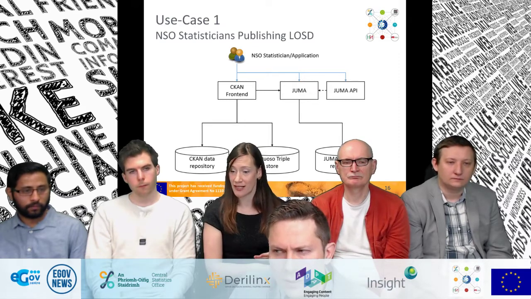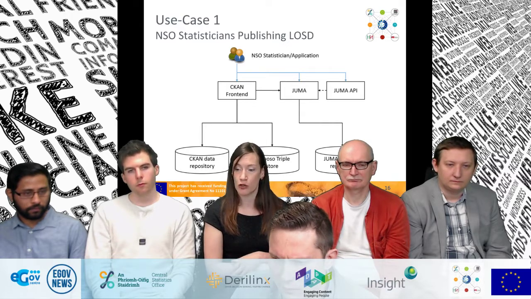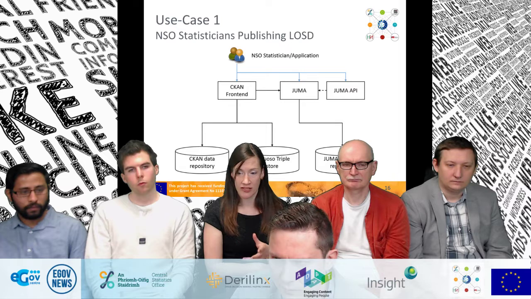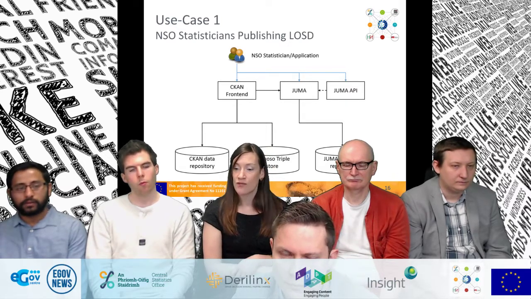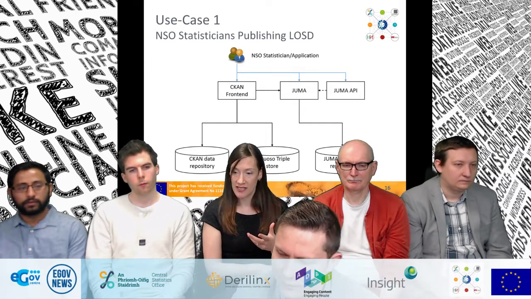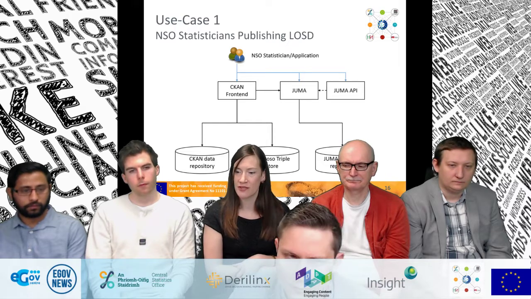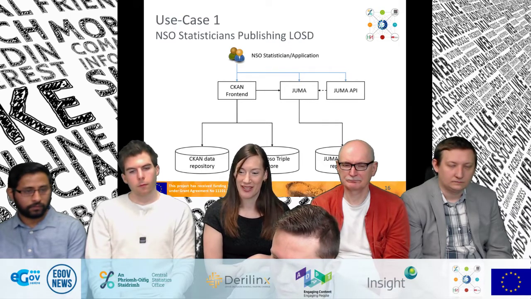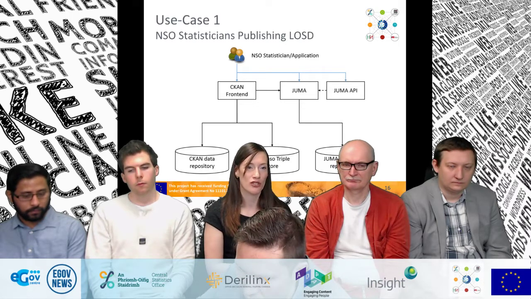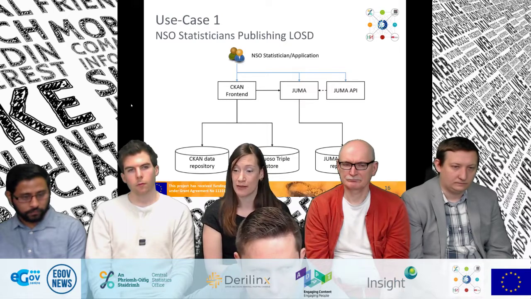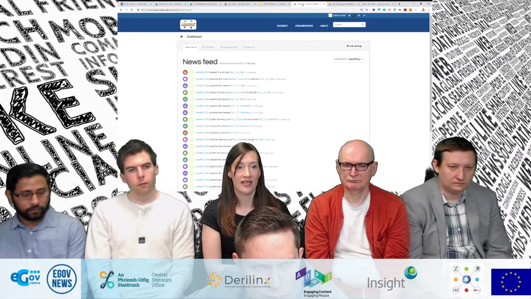So this is for a statistician. It's based in a national statistical organization, and they want to publish some linked open statistical data. What's involved? So first of all, we have the CKAN front end. So again, this is the data management piece, and then Joomla is used for the mapping and the conversion. So if we jump into a demonstration of both of those tools, both CKAN and Joomla. Okay. And then we can walk through step by step how a statistician would actually publish linked open statistical data based on the pipeline. So we're going now to the CKAN platform.